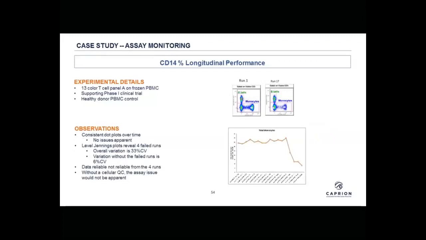And when we look at our overall CVs, there's lots of information we can get out of the Levey-Jennings. Over here, the assay is giving us a 6% CV, which is very nice. And if we include everything, we say, woo, it's 33%. So we know that something happened in these 4 runs, and those data are not reliable and they can't be reported.